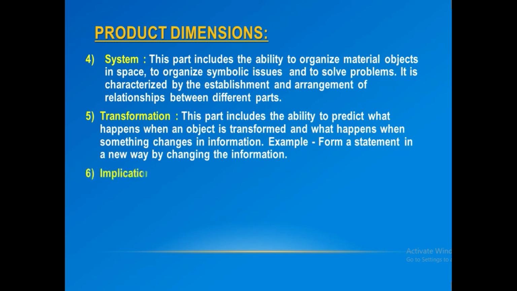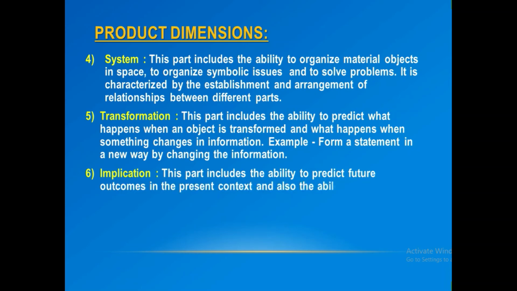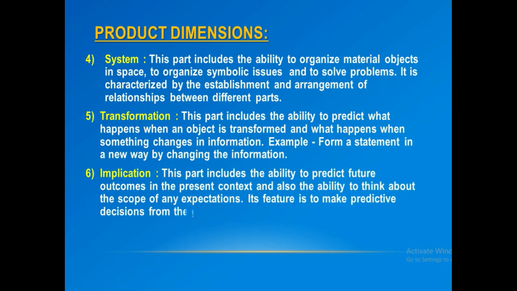And lastly is implication. This part includes the ability to predict future outcomes in the present context and also the ability to think about the scope of any expectations. Its feature is to make predictive decisions from the given information. Like mention the probability. This is the example. So these are the three dimensions of Guilford's SOI model.